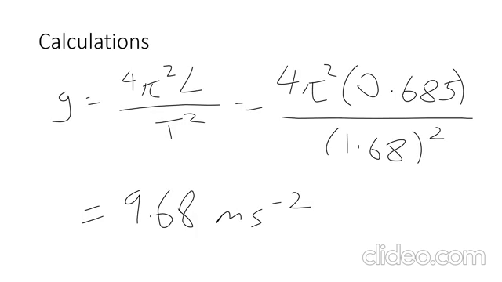And now, as previously established, gravity is equal to 4 pi squared times the length divided by the period squared. In this case, after the values have been substituted in, gravity is found to be 9.68 meters per second squared.